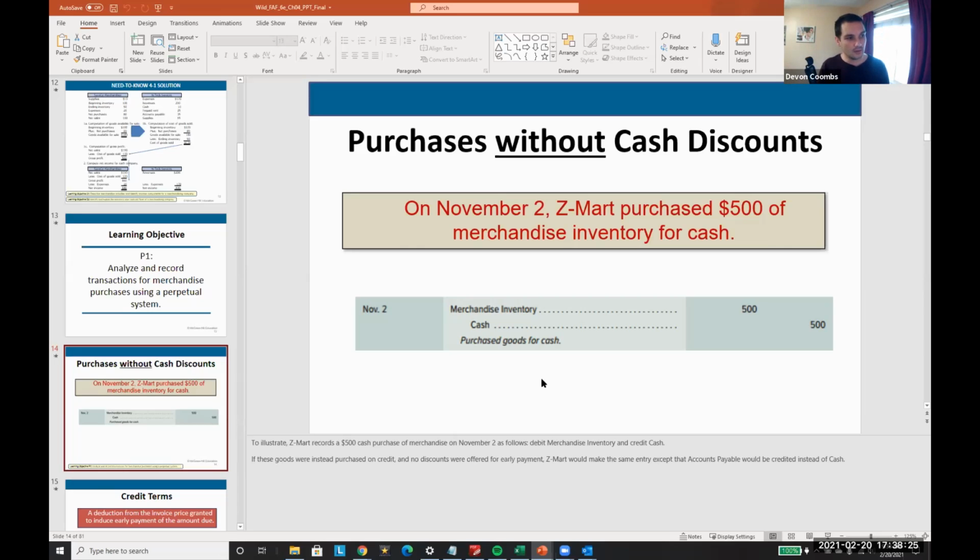But if there's no discount, what's the journal entry? It's just debit merchandise inventory, credit cash. Why? Because cash is an asset. So if we credit it, it reduces the cash and we trade hands for another asset account. What does that mean? It means that we're not expensing the inventory right when we purchase it, right? Remember, inventory is not an expense account. We wait until we sell the inventory to expense it. Make sure that makes sense. If it doesn't, ask me questions.